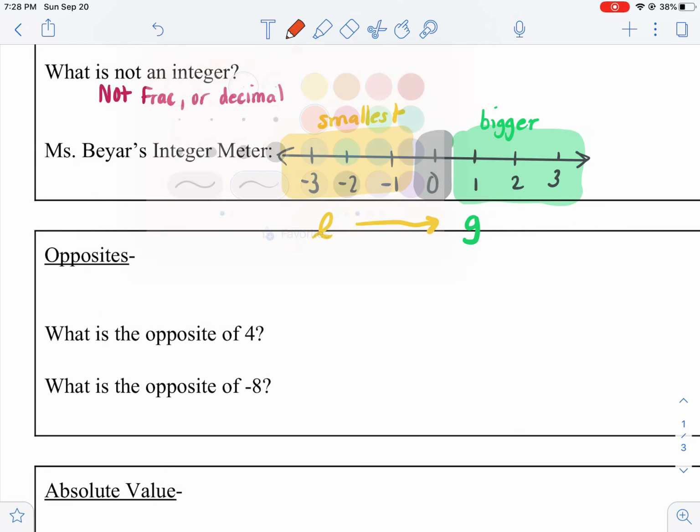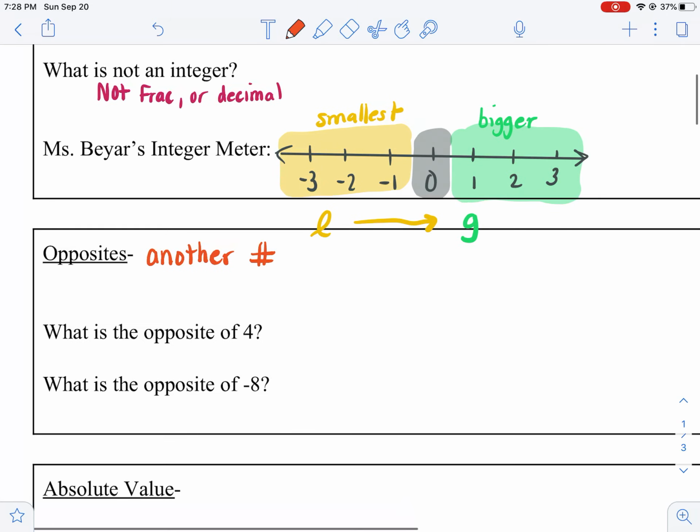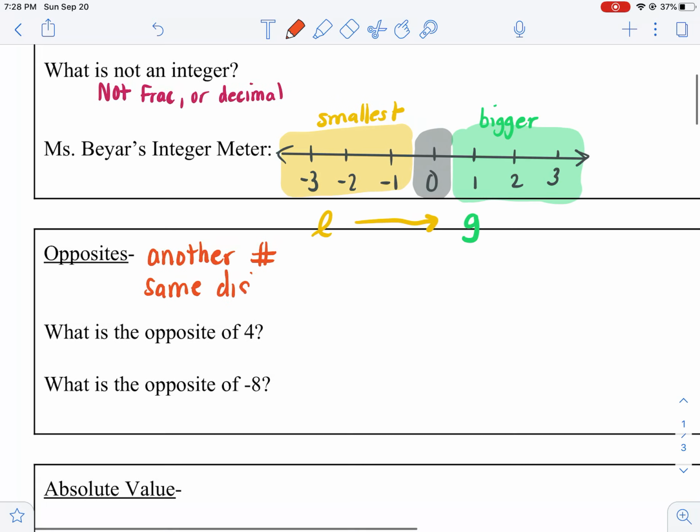Now let's talk about opposites. Opposites is the distance from 0. I'm going to rephrase that. It is another number with the same distance from 0.